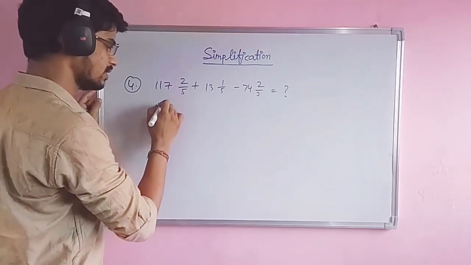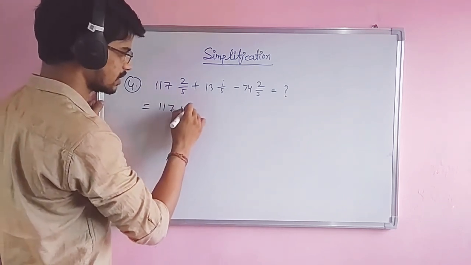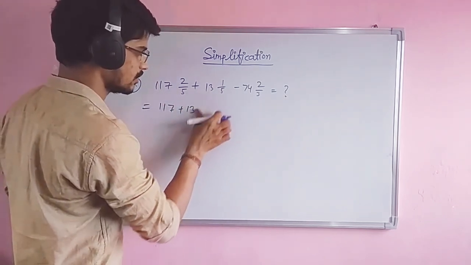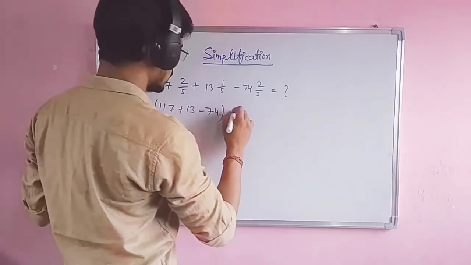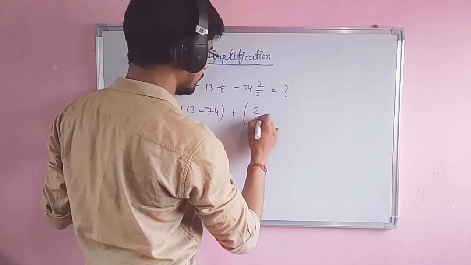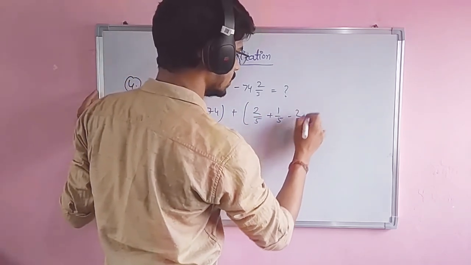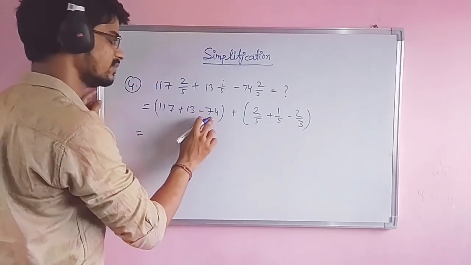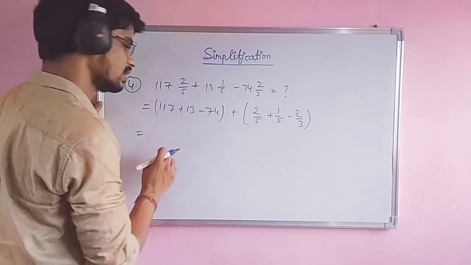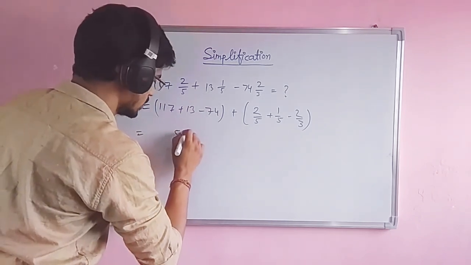Calculate: 117 plus 13 minus 74 plus 2/5 plus 1/5 minus 2/3. It's 130. 130 minus 74, that is 56.